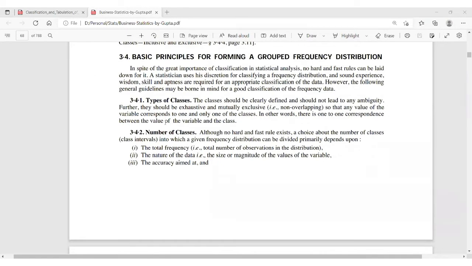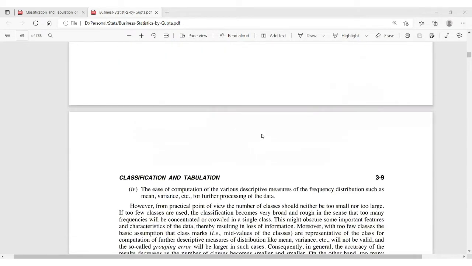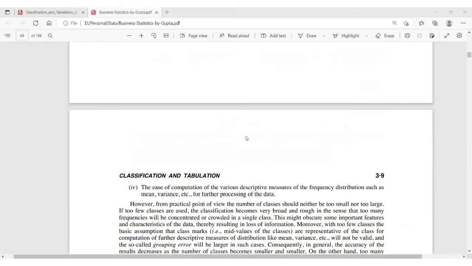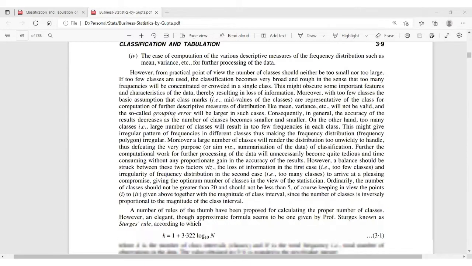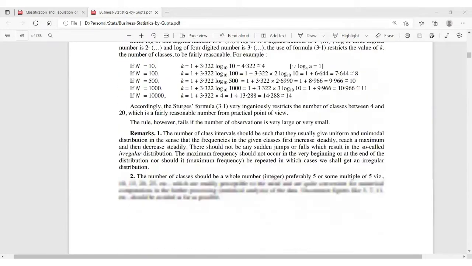Type of classes. The classes should be clearly defined, should not be written to the name pretty. They should be aggressive in the exclusive.